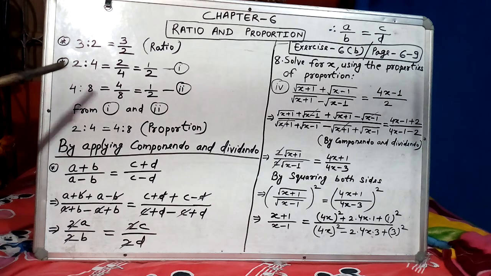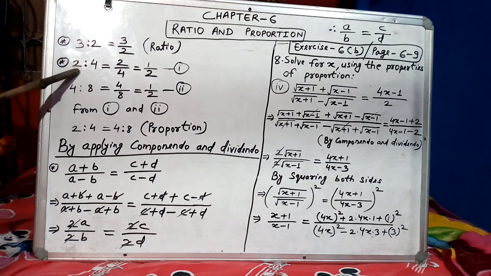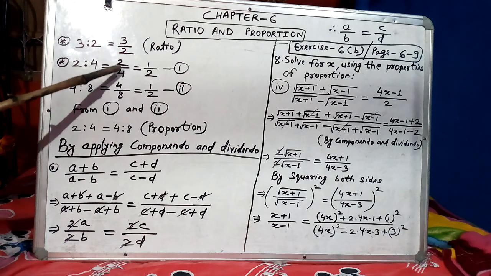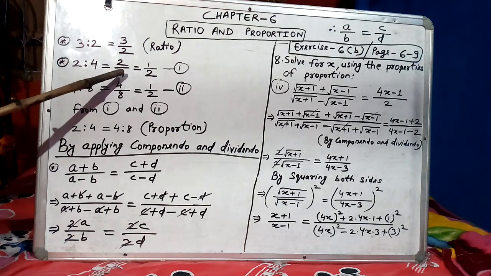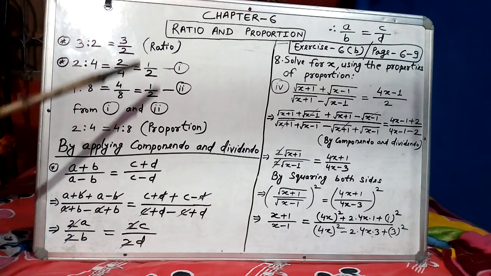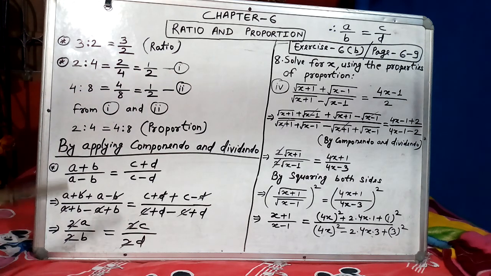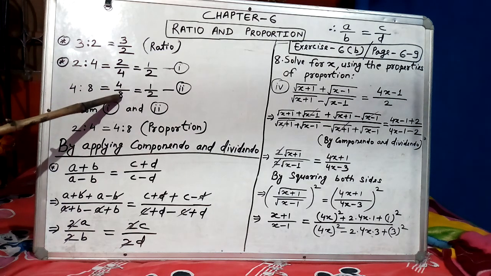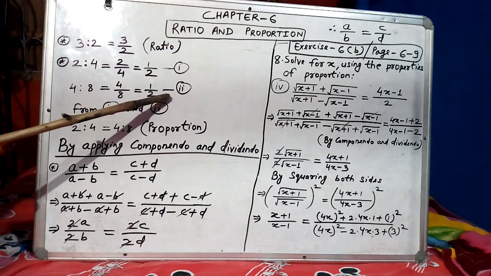And what is the meaning of proportion? Let me explain. Suppose we have a ratio 2:4, then we can write 2:4 as 2/4, and 2/4 we can cancel and make it 1/2. 2 1s are 2, 2 2s are 4, 1/2. Let me write it as equation 1. Suppose we have one more ratio 4:8, and we can write it as 4/8, but we can simplify and make it 1/2. 4 1s are 4, 4 2s are 8. So you could see it is equation 2.